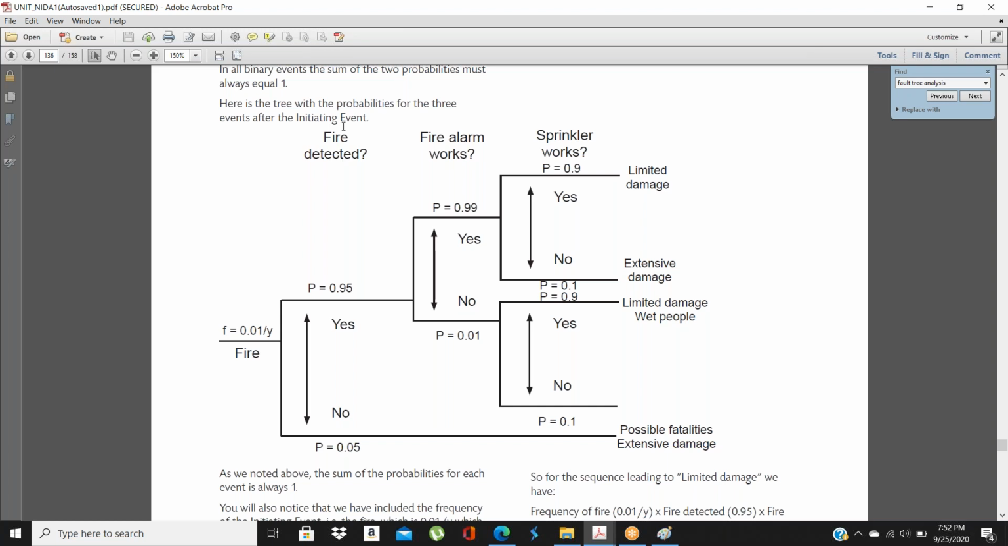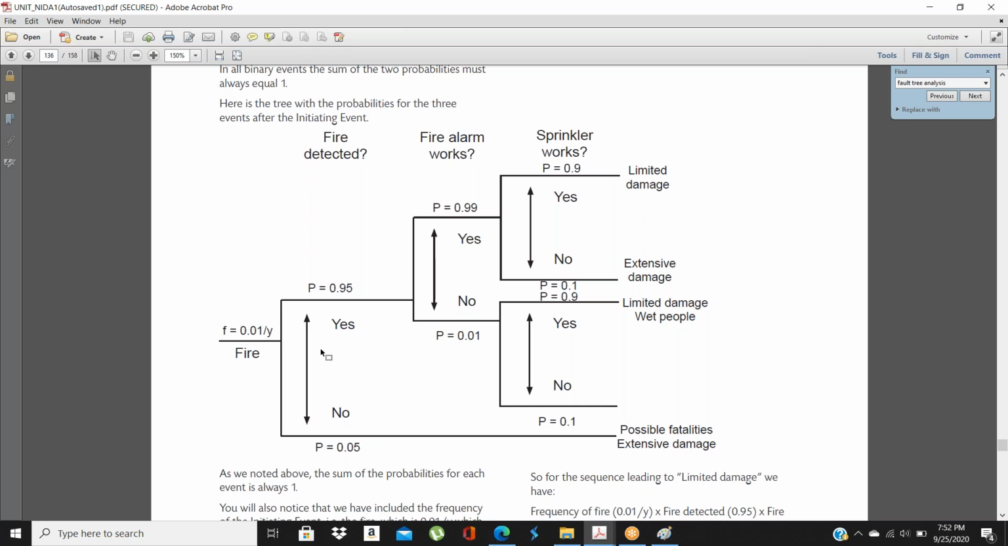But here the probability of the two branches should always sum to 1. Here you see 0.95 and 0.05, here 0.99 and 0.01. The sum of the probability of yes and no should be 1. Now the fire is occurring, and the chances of fire are 0.1 per year. Clear? You will start from there.